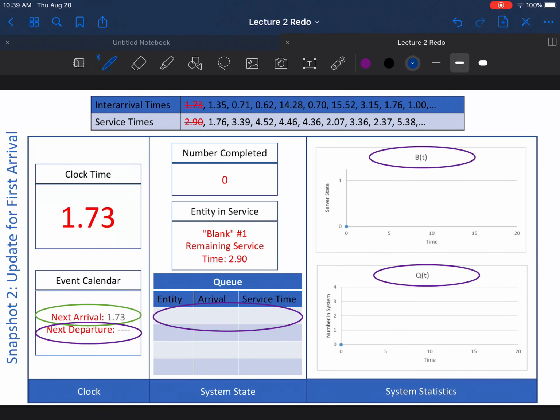Okay, and we're done now with the entity in service field. We think about our queue. Because there was nobody in the system when entity 1 arrived, the queue actually remains empty. So we just leave that blank.